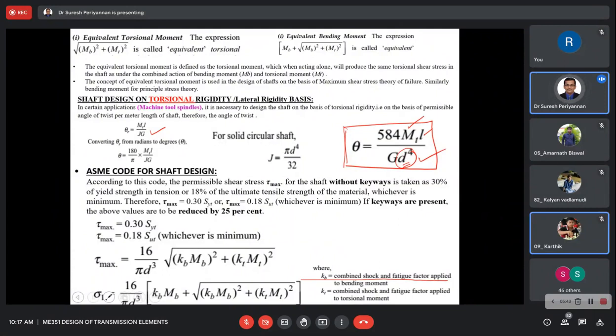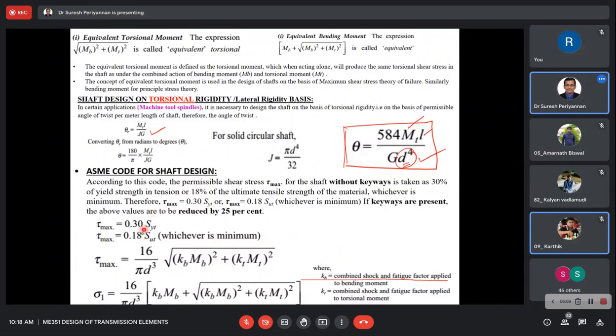Here we used tau max is equal to 0.3 times SYT. They've gone through some practical studies and experimental studies from the laboratory, and then finally came to know that tau max is equal to 0.3 times SYT and tau max is equal to 0.18 times SUT. From these two relations, the lowest value will be considered for the permissible stress value.